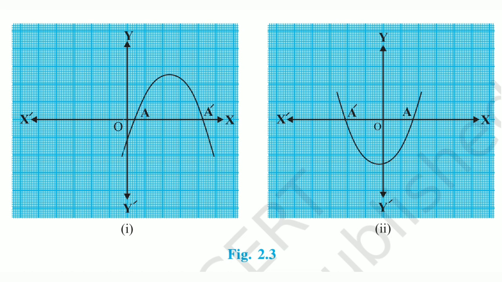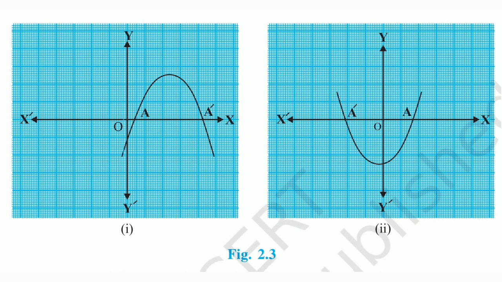Like this, when we plot different parabolas or different quadratic polynomials as graphs, we get many cases, many possibilities. The first case we are seeing on the screen shows the parabola intersecting the x-axis in two places, that is a and a dash, which has two cases. One is an upward U and another one is a downward U.